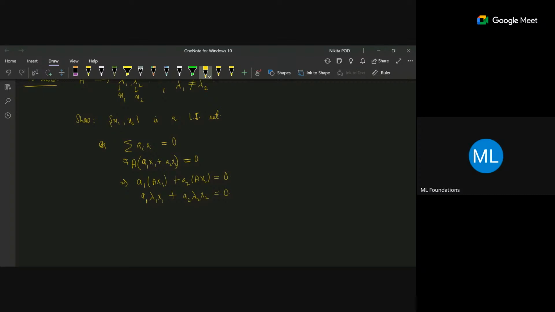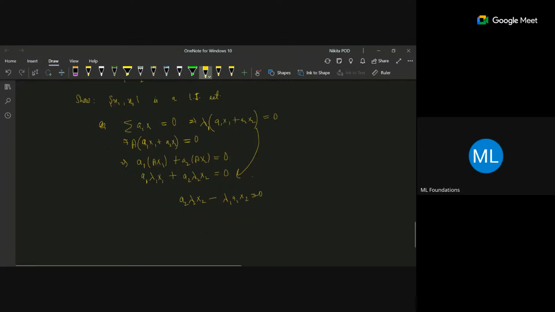So now I can just take these equations. You have a1 x1 plus a2 x2 equal to 0. What you can do is multiply this with lambda 1. And if you solve for both these equations, the first term will cancel out, and then you will have a2 lambda 2 x2 minus lambda 1 a2 x2 equals 0, right? This is what you will get.